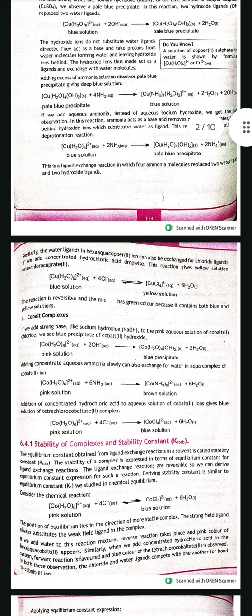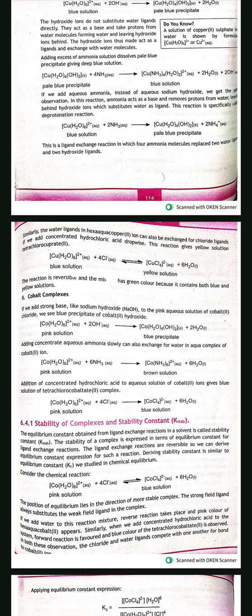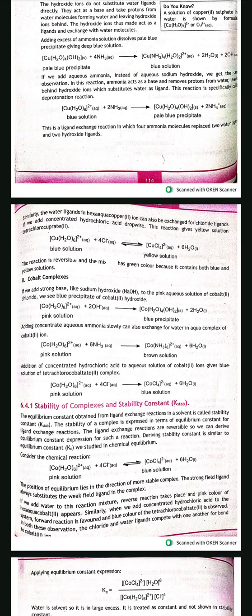The hydroxide ions do not substitute water ligands directly. They act as a base and take protons from the water molecules, forming water and leaving hydroxide ions behind. The hydroxide ion thus made acts as a ligand in exchange with water molecules. Adding excess of ammonia solution dissolves the pale blue precipitate, giving a deep blue solution.